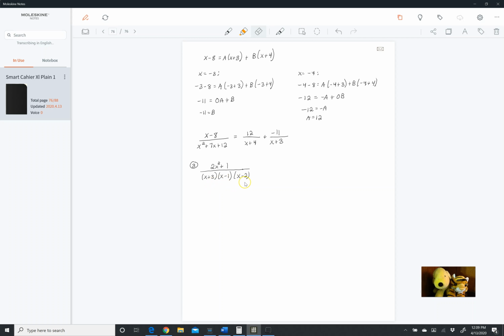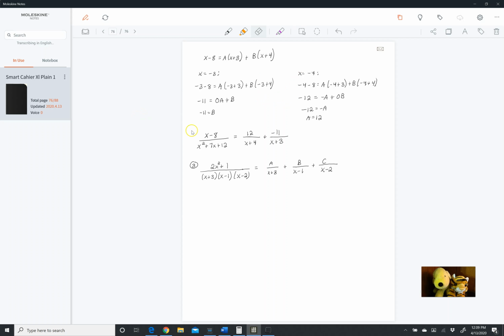So 3 factors means 3 denominators. So we're going to have a denominator with x plus 3. We're going to have a denominator with x minus 1. And we're going to have a denominator with x minus 2. Every one of these is linear. So each one gets an A, a B, and a C. So notice we just move through the alphabet. So here we could skip the first step. We didn't have to factor. It was already factored.